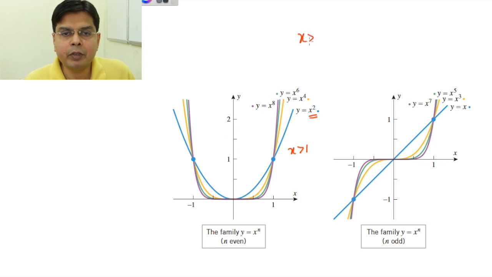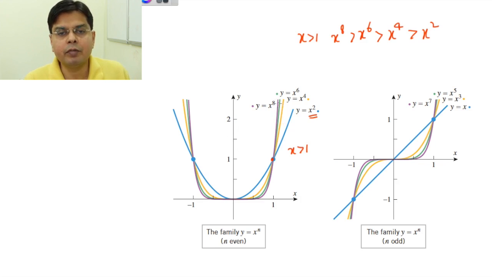So what is happening is, for x greater than 1, x to the power 8 is greater than x to the power 6, which is greater than x to the power 4, which is greater than x square. That's why for x greater than 1, you see this violet color, that is x to the power 8, is steepest. This is lying above all the curves. Then we have the green curve, then you have the yellow curve, then you have the blue curve.